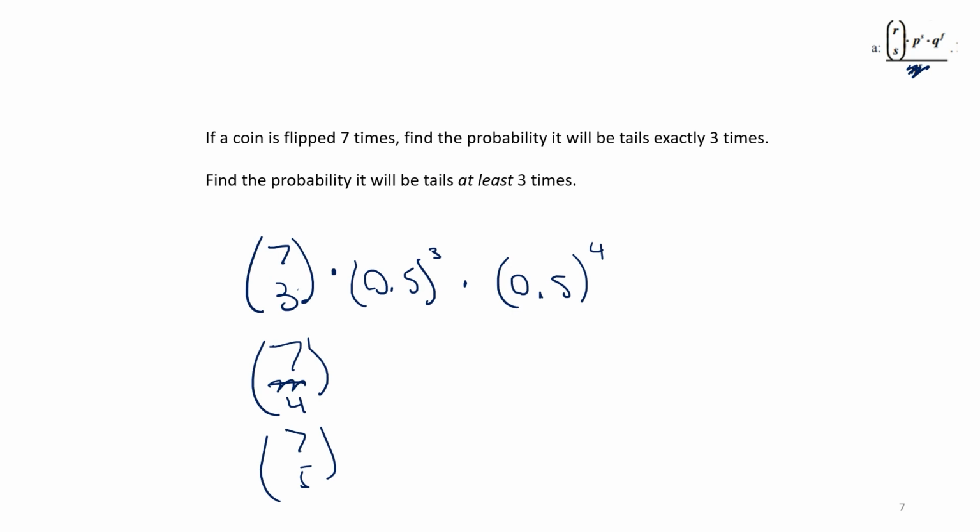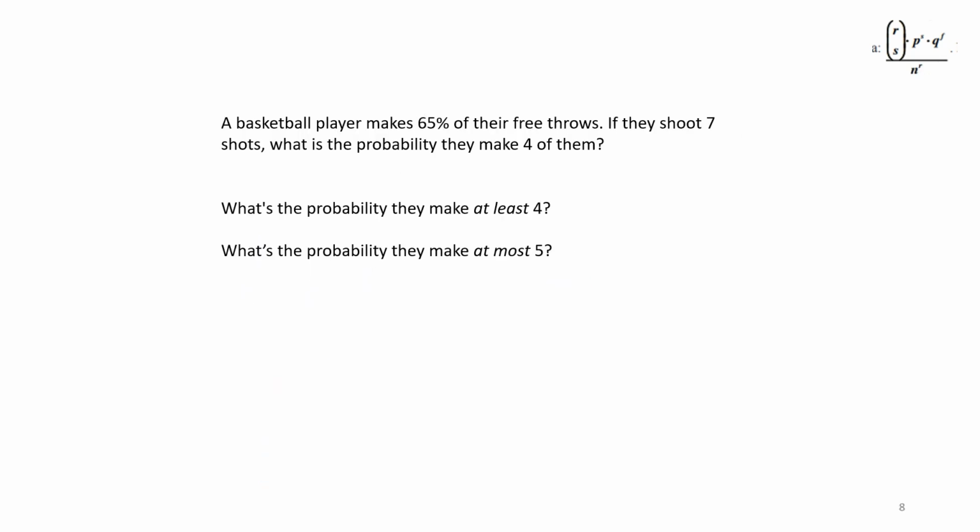One more problem like this. A basketball player makes 65% of their free throws. If they shoot 7 shots, what is the probability they make 4 of them? So this is very similar, but it has a different probability. I'm not going to do it with this. You've seen how that works. We're going to immediately go to the other one.